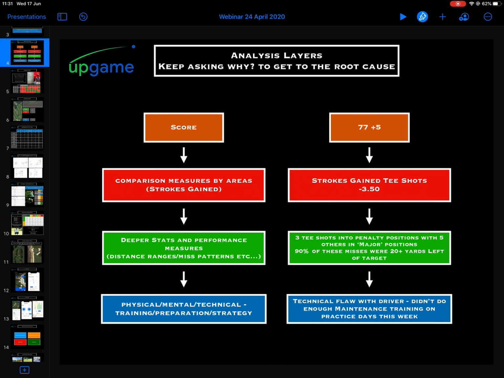And we also see of the misses, 90% of them were 20 yards or more left of the target. So we go from level 2, knowing the player's not very good off the tee, to level 3, knowing he's not very good off the tee because he's got a big left miss going on that is putting him in some very costly positions. That, as a player and a coach, is the real valuable information that we're looking to get to.